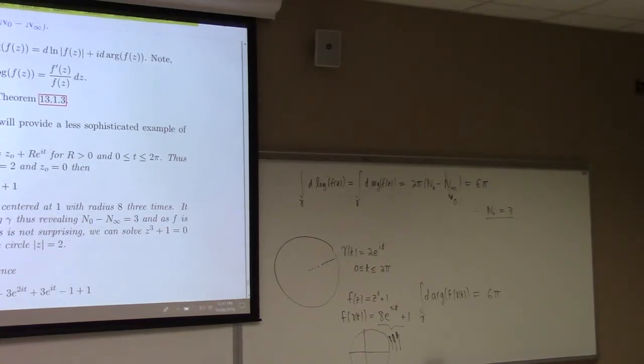This is very sneaky. Now, can you guys find the zeros of this polynomial by direct calculation? I hope so. That might be a question on the final, right? That would be a reasonable question on the final. Factor z cubed plus 1. How would you do it?